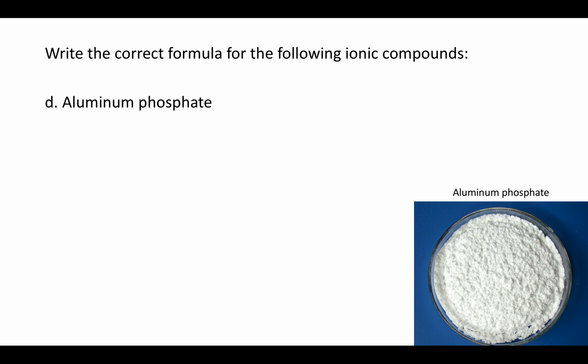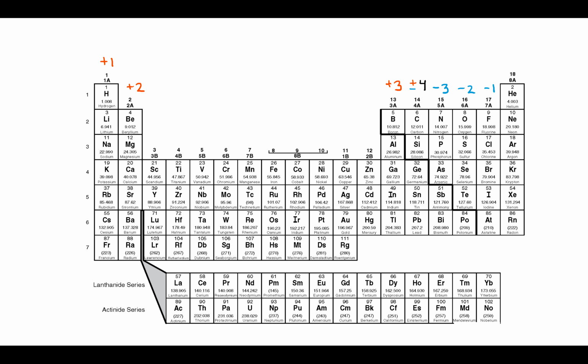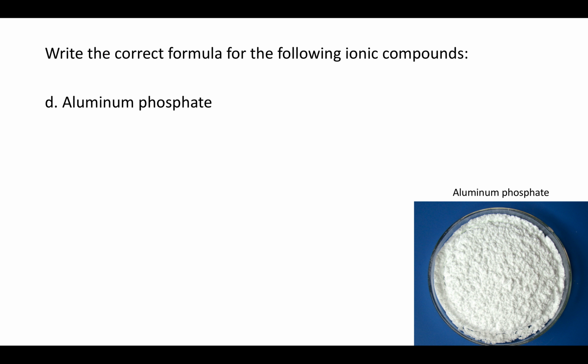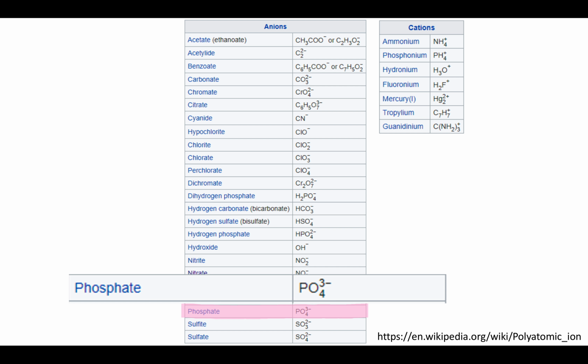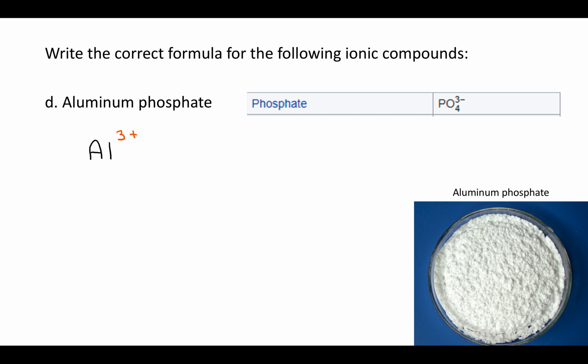How about aluminum phosphate? So first let's write the ions. Aluminum is in group 3A, so it has a 3+ charge. So to write the ion for aluminum, we'll write Al with a 3+. Phosphate does not end in IDE, so it must be a polyatomic ion. So we'll go to this table, look for phosphate. There it is. It's PO4 with a 3- charge. So to write the phosphate ion, we'll write PO4 with a 3- charge.